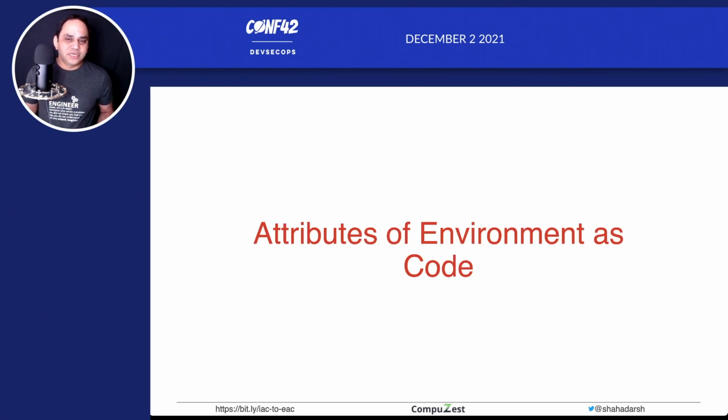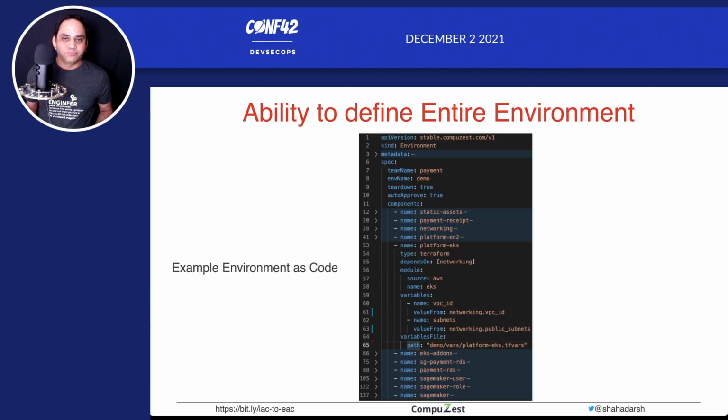So now that we looked at what environment as code is, let's look at the various attributes of environment as code. Environment as code manages an entire environment. So it should support defining that entire environment with various infrastructure components in an easy to understand format. It also supports specifying various relationships between these components.